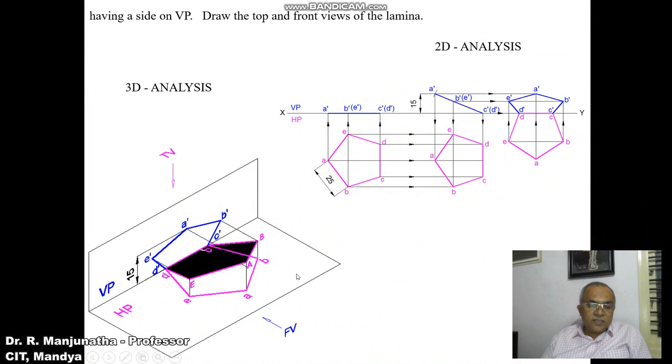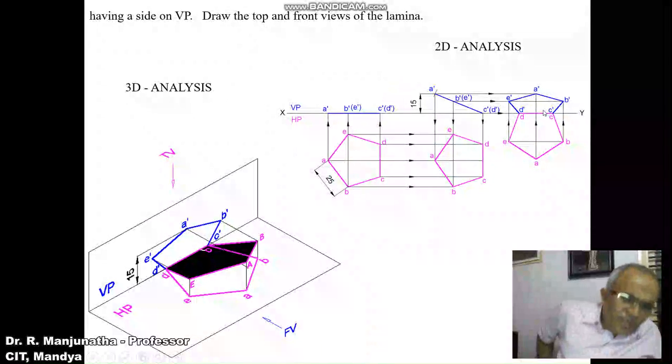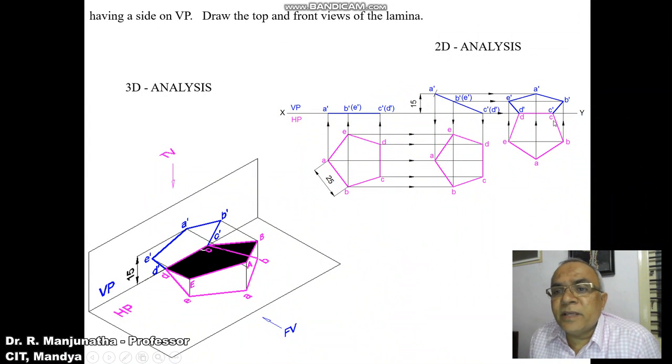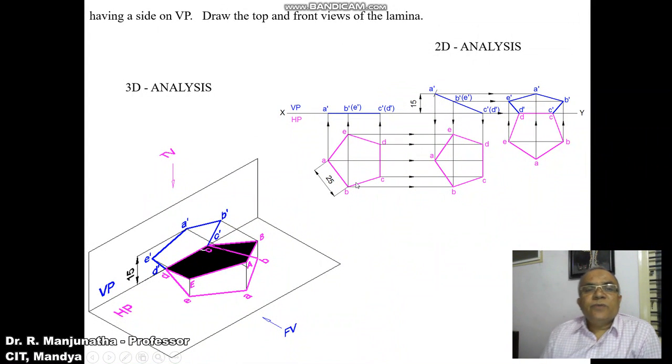When you are projecting this in 3D, this is how you will get the image in the vertical plane. And when you look from the top view, this is how you will be able to see the image in the top view. This image and this image are the same, and this image and this image are the same. This is how we can do the analysis. How do I know that my problem is right? The side is resting on both HP and VP, the corner opposite to the side is 15 mm above HP, and this is a pentagon of 25 mm side. So we have considered all the conditions given in the problem.